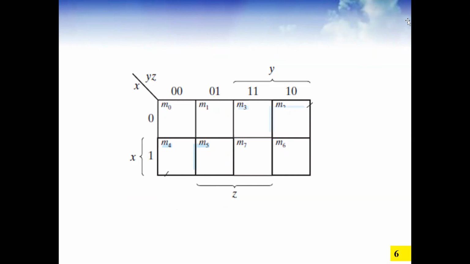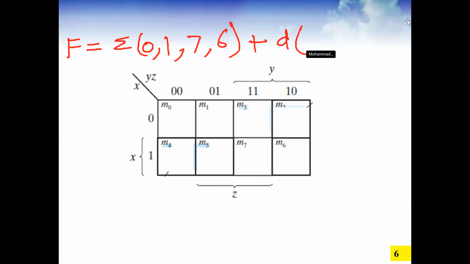So I am giving you this function. Let's say the function is given: f is equal to summation of minterms 0, 1, 7, 6, plus don't care 2. The don't care terms will be different; they cannot be like the minterms.